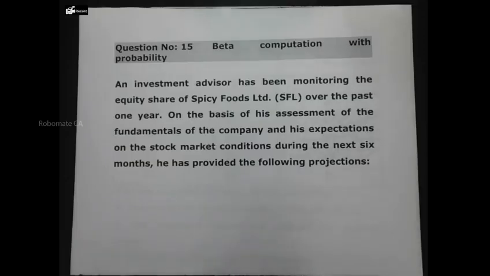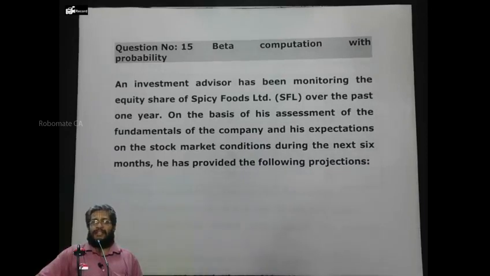The risk of a security is its standard deviation. Standard deviation of x is equal to square root of sigma x minus x bar the whole square divided by n. Next, when you find the return and risk using sample data, the standard deviation formula changes to square root of sigma x minus x bar the whole square divided by n minus 1, which we discussed in the previous class. Number two, in case of probability, sigma x is equal to square root of sigma p into x minus x bar the whole square.